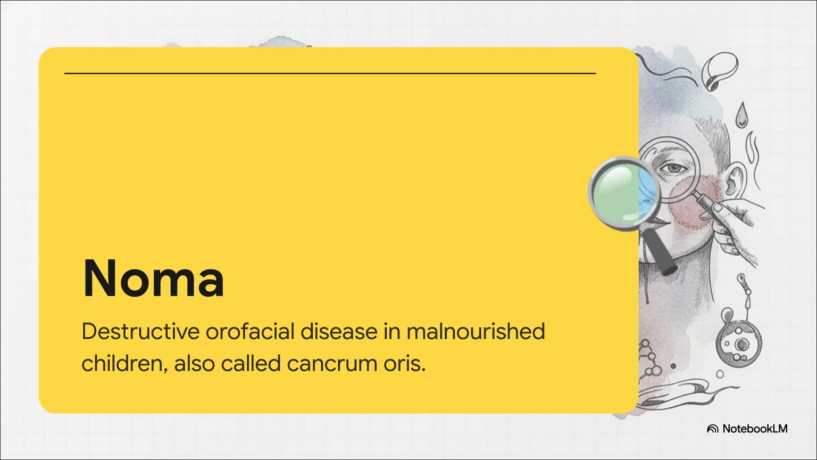But the absolute key takeaway for your foundational knowledge here isn't just what it does, it's who it targets. This is primarily a disease of malnourished children. When severe malnutrition starves the body of essential nutrients, the immune system basically hits a wall and fails. That massive systemic vulnerability paves the way for intense, unchecked, localized oral destruction.